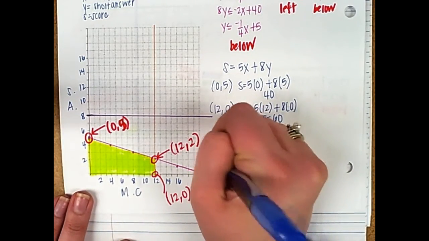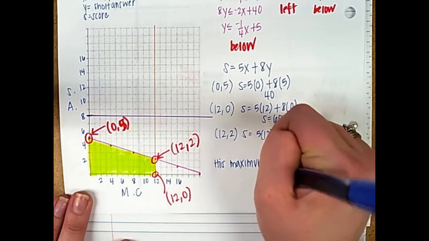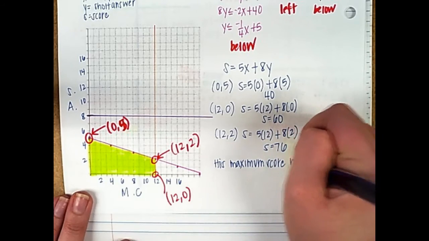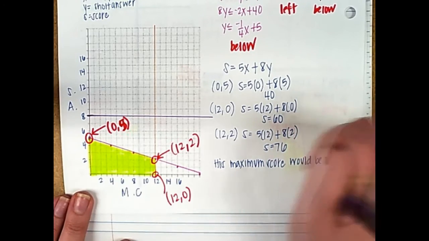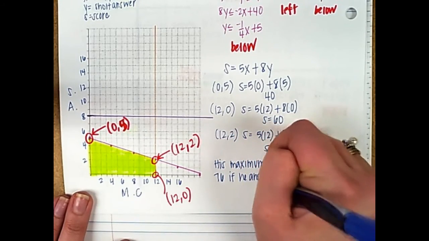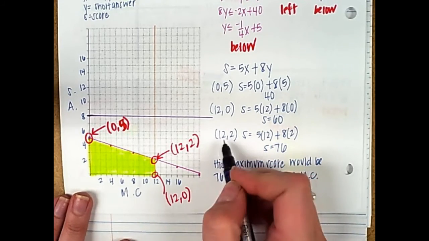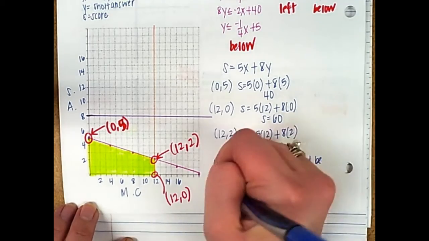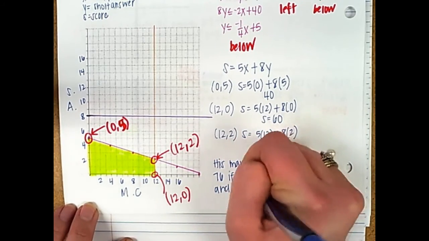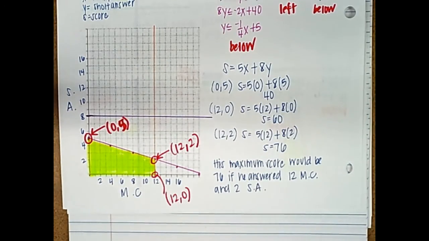So his maximum score would be 76 if he answered 12 multiple choice, since x represents multiple choice, and 2 short answer, because y represents the short answer questions. And so there you have it. That is your number 17.